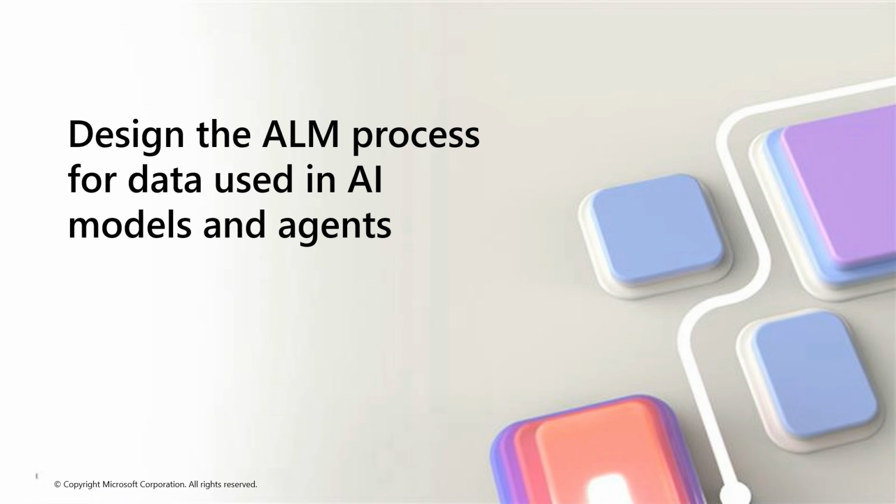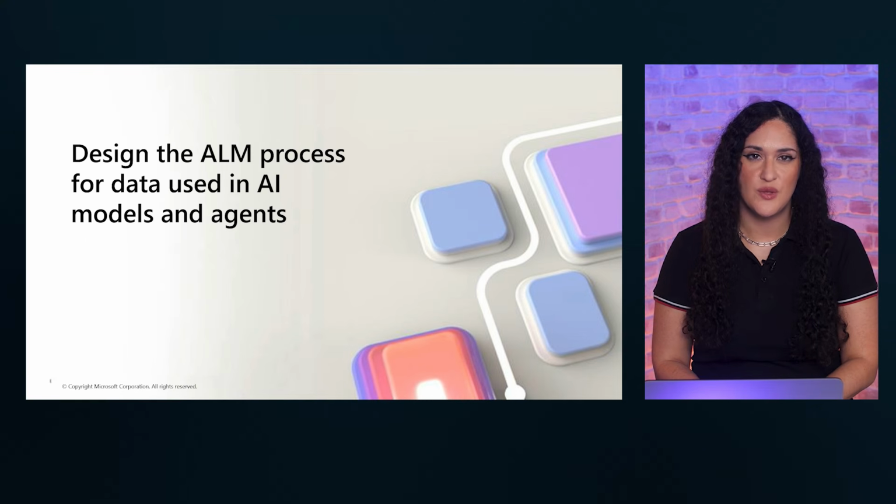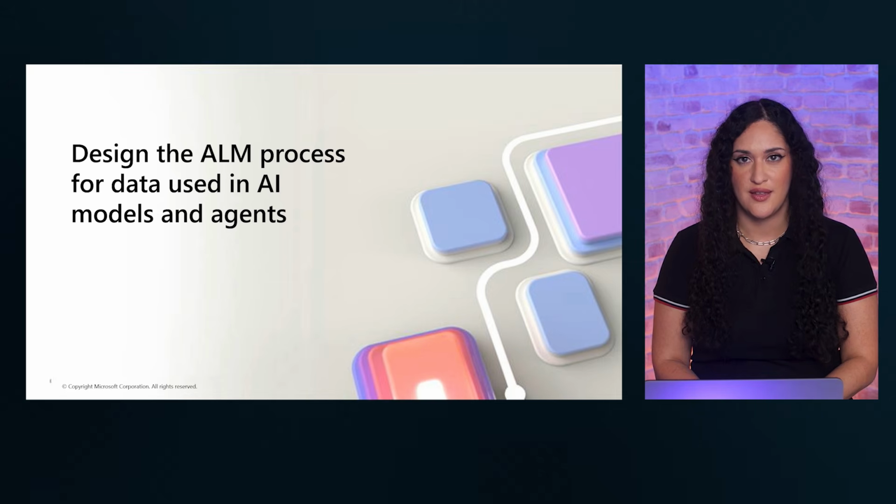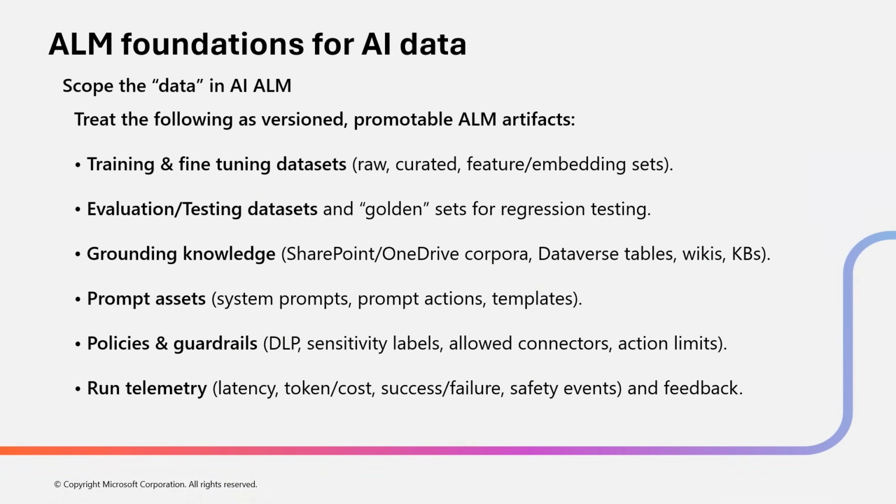Let's start with designing the ALM, Application Lifecycle Management, process for data used in AI models and agents. Data is the foundation of every AI solution. If your data is ungoverned, your AI is ungoverned. The first step is scoping what we mean by data in AI ALM. It is broader than you might think.